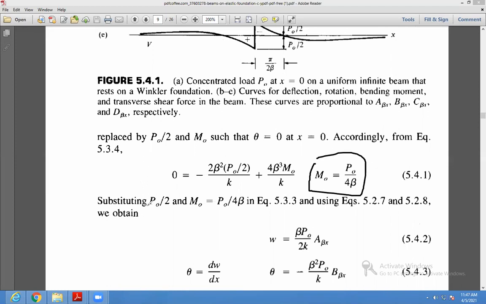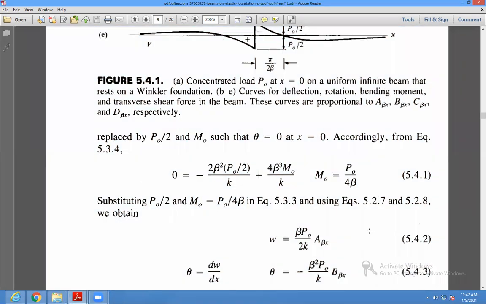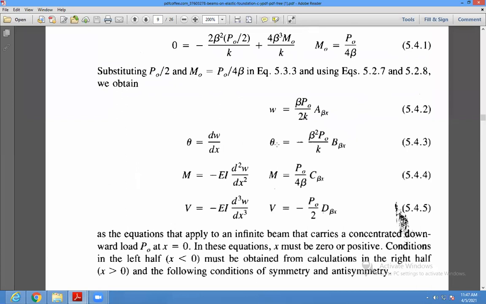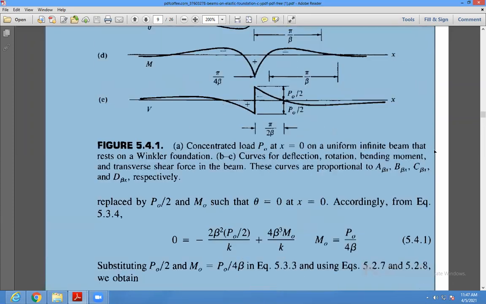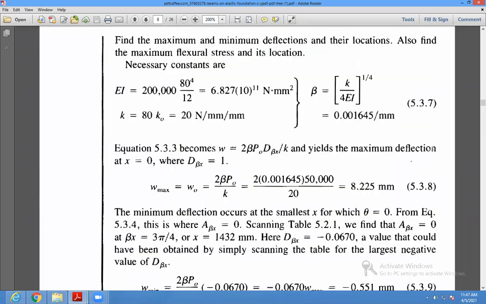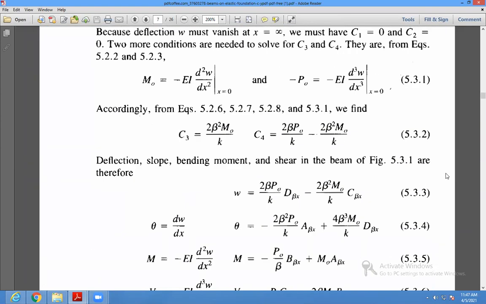Now, substituting the value of P naught by 2 and M naught equal to P naught by 4 beta in the equation of theta, and using the different equations, we have to find the value of deflection, slope, moment, and shear. This is the equation of deflection; refer to the equation previously derived for the semi-infinite case.